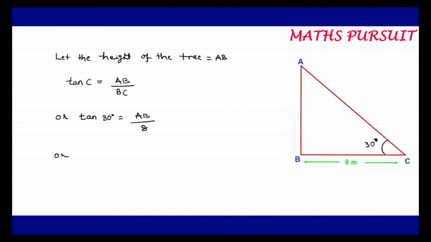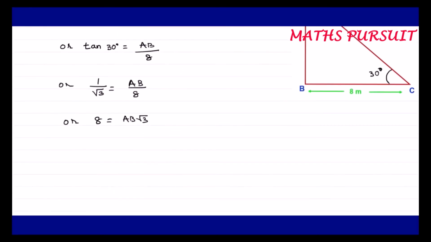Guys, we very well know that tan 30°. What is tan 30°? Tan 30° is 1 upon root 3. So I can write 1 upon root 3 is equal to AB upon 8. Doing a cross multiplication, I can write 8 is equal to AB root 3. Or I can write AB is equal to 8 upon root 3. This is what we got.